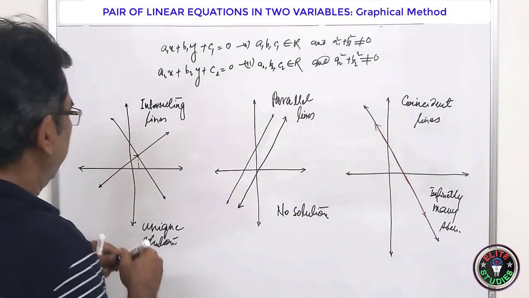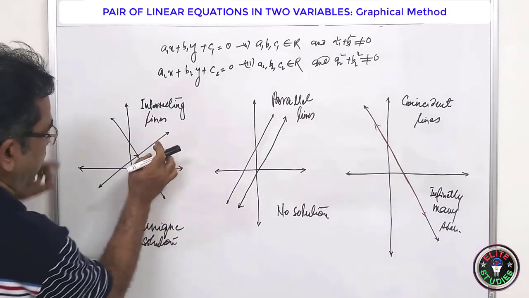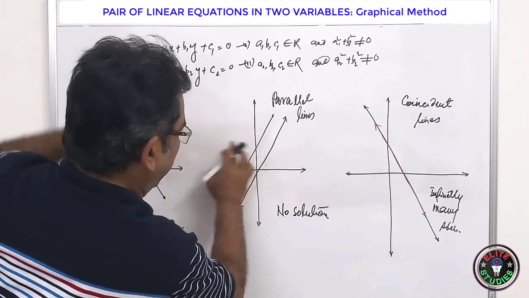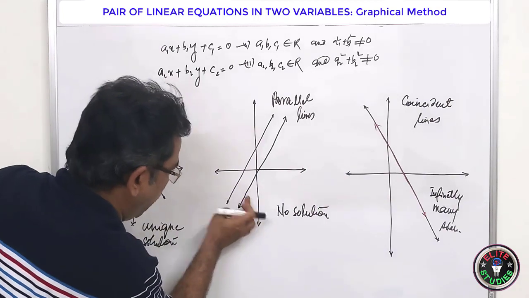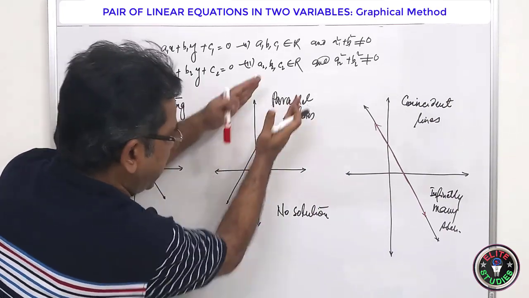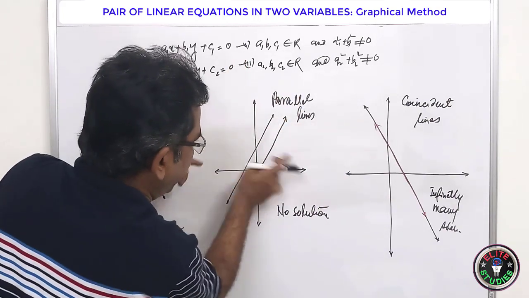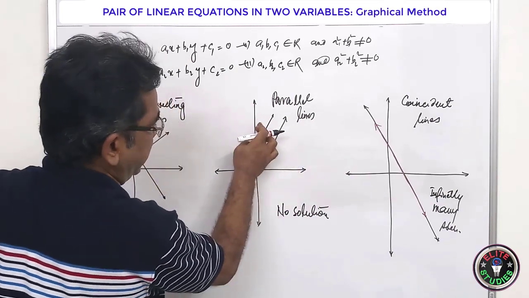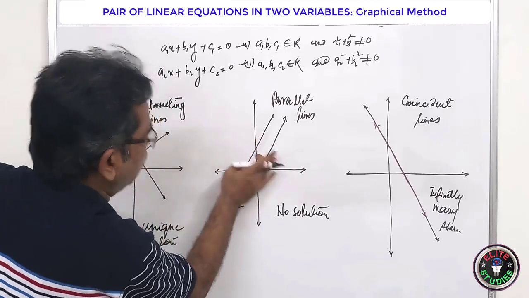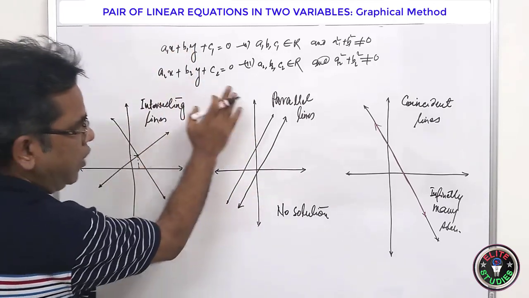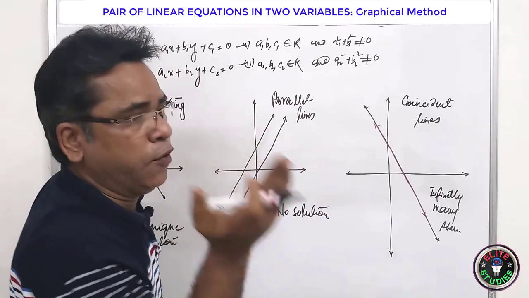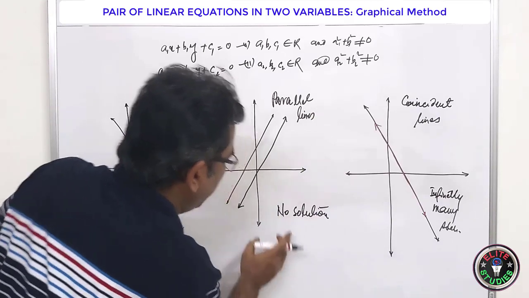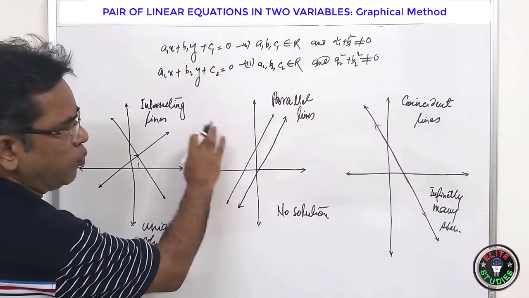Let me explain. Intersecting, because this is the point which is lying on this line also and this line also, so it will satisfy both the given equations. Here, no point is common. They are equidistant, just like parallel railway tracks, so there is no point in common. The points which are here are not lying here and the points which are here are not lying here, so there is no single point or unique solution to this pair of equations. So if you plot the graph of two given equations and they come out to be parallel, then simply there will be no solution because there is no point in common.